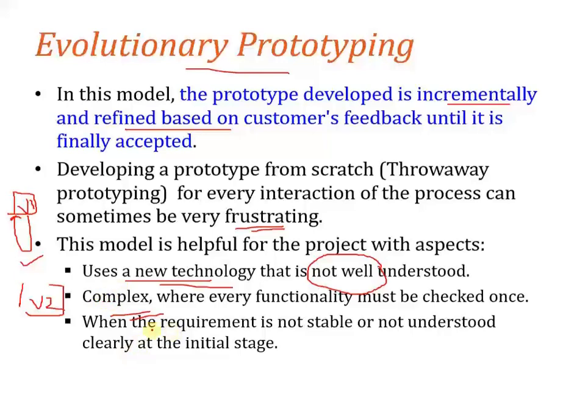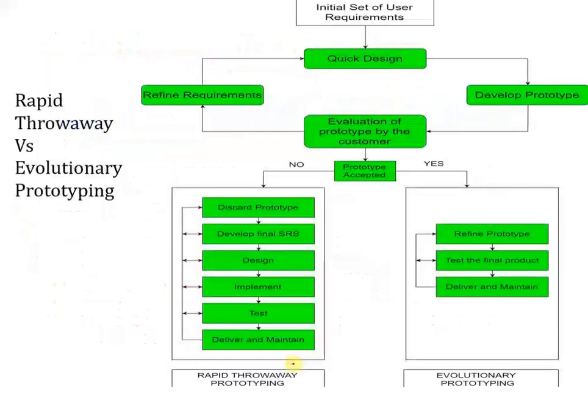And also in cases where the requirement is not always stable, that is when the client is always changing their requirement, and it is not understood properly in the initial stage. In such cases also it is better to use evolutionary prototyping. So this picture clearly shows the difference between the two types, rapid throwaway and evolutionary prototyping.